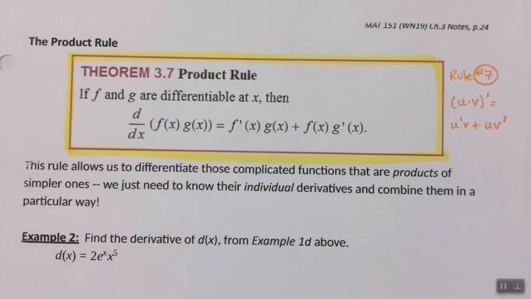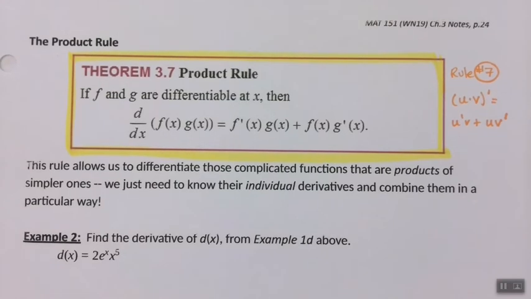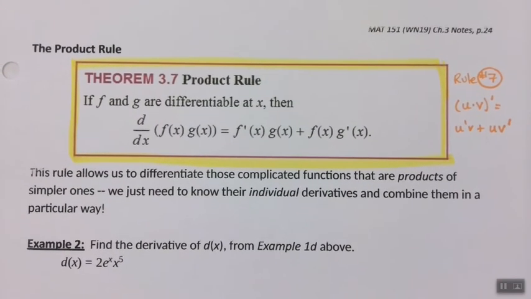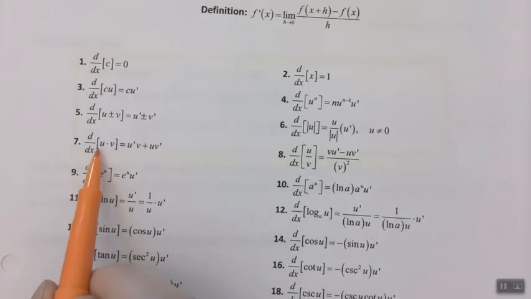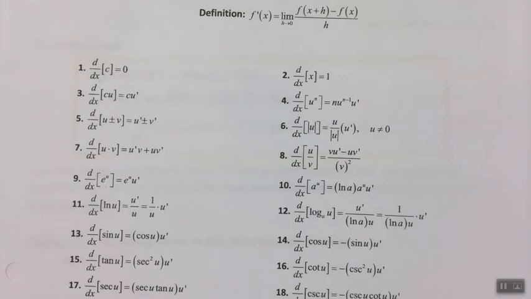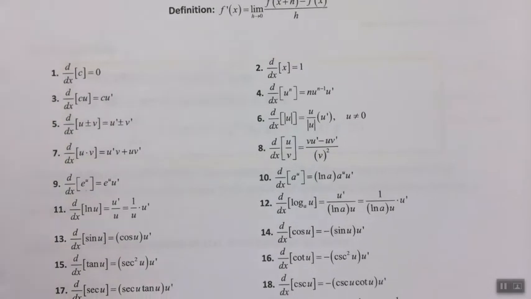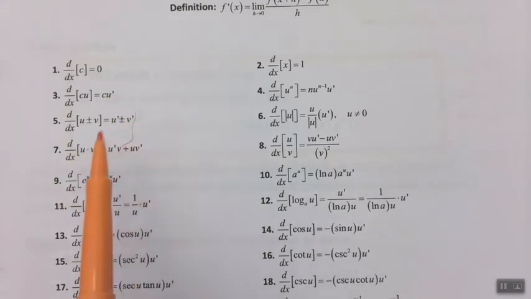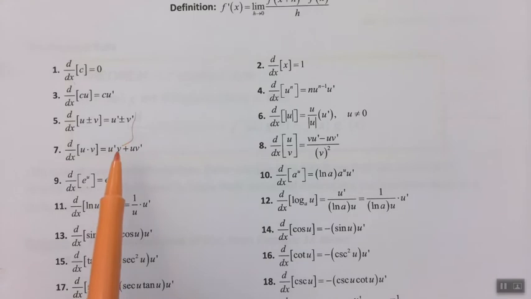The product rule will find the derivative of two functions that are multiplied, and it'll work without having to expand the function out, which is good because a lot of functions cannot be expanded. Now, if you look at your gold sheet, it's actually rule number 7. It's saying if you have two functions u and v and they are multiplied, then the derivative d over dx of that multiplication is the derivative of the first function, u prime times v, plus, and then leave the first function alone, u times v prime.